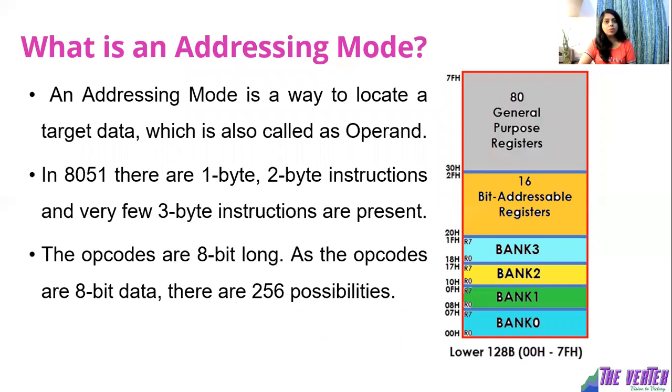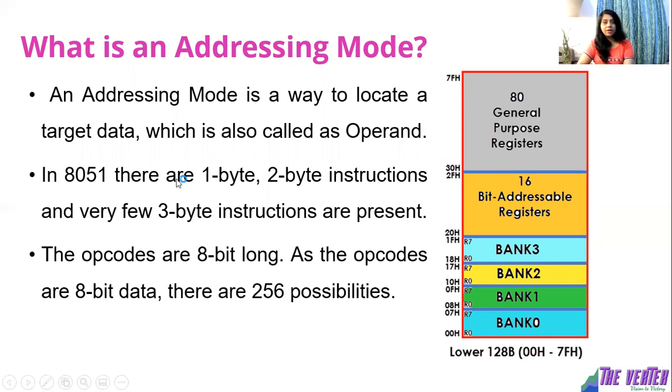So what does addressing mode mean? You can see here, this is the internal memory organization of the 8051 microcontroller. An addressing mode is a way to locate target data, which is also called the operand. That means addressing mode is nothing but a way of accessing the data. If data is stored in the memory or in an internal register, then how to access the data, how to transfer the data. So the way of handling the data is known as addressing mode.